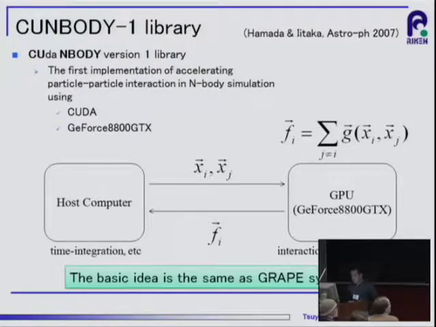The CUNBODY 1 library is the first implementation of accelerating particle-particle interaction in gravitational N-body simulation using CUDA and the NVIDIA GeForce 8800 GTX GPU. The figure shows the basic structure of our system. The system consists of a GPU and a host computer. The GPU calculates the interaction between particles. The host computer performs all other calculations. This idea is almost the same as GRAPE system.